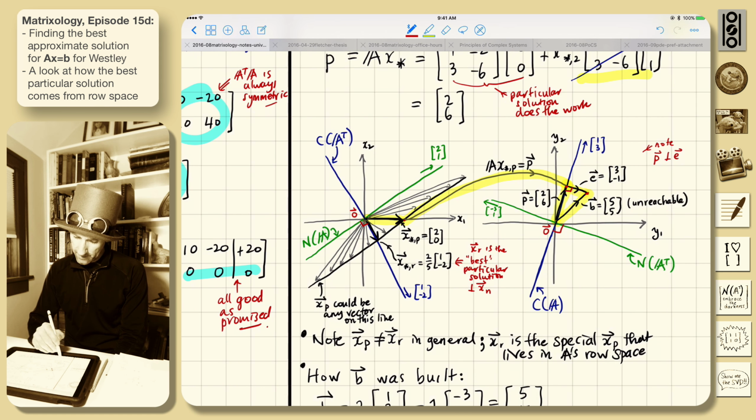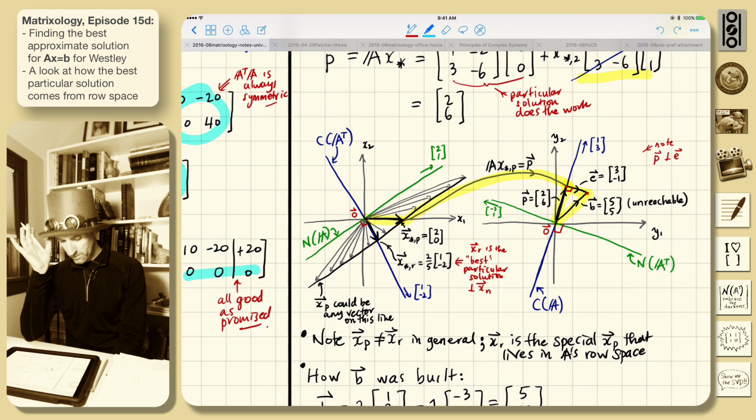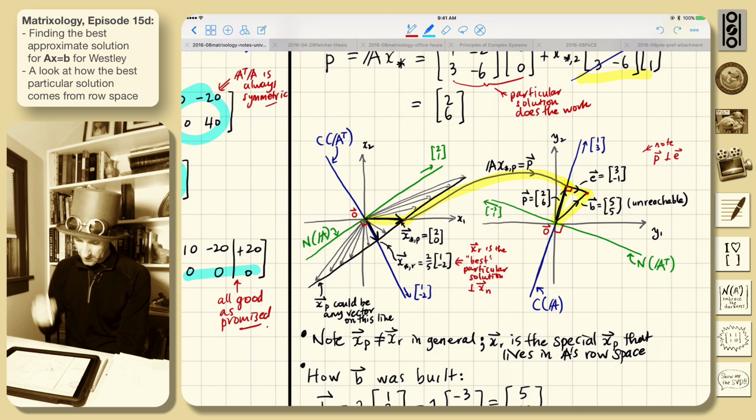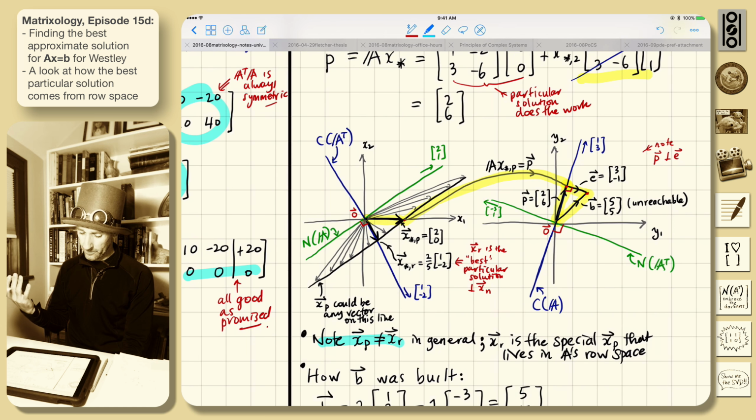So this is what this is saying: x_p could be any vector along this line here, any vector. Any vector along this line. By which I mean these vectors, boom, boom, boom, boom, all these gray ones. All of those get sent to the same P. They get sent to this P. It's a bit of a subtle thing. Hopefully you can see it. So what I'm saying here is that x_p is not equal to x_r in general. It contains some of a row vector, and it contains some of the null space vector. And here it is. It's a special particular solution that lives in A's row space. Very good. I like that.